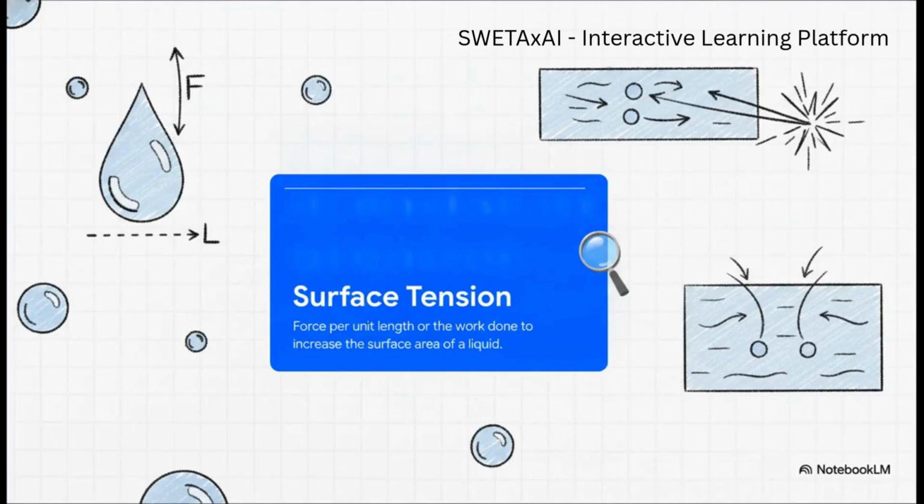Zooming in on the boundary of liquids, we find this weird behavior governed by cohesive forces. This is surface tension. Essentially, the force per unit length, or the work done to increase surface area. Basically, the surface acts like a stretched elastic skin. That's exactly why water drops form little spheres. They're just trying to minimize their surface area.